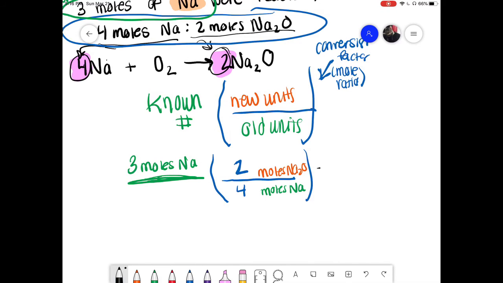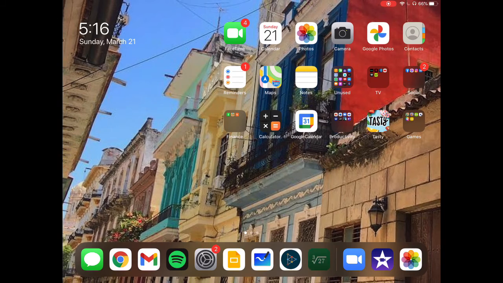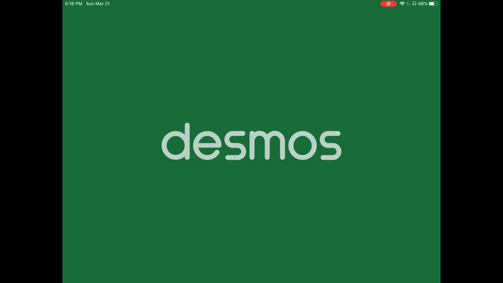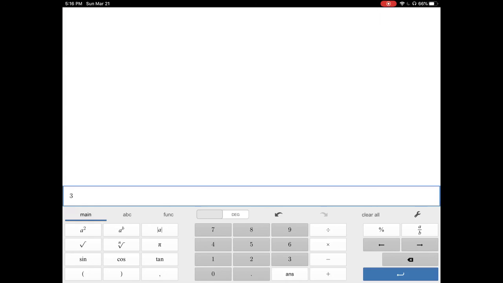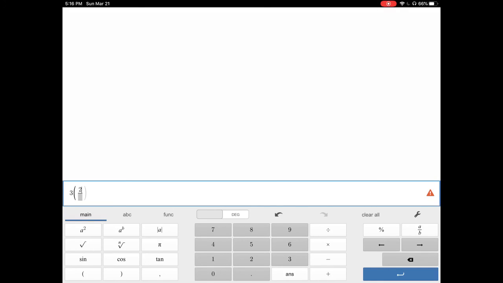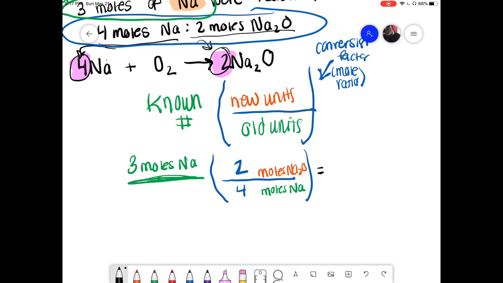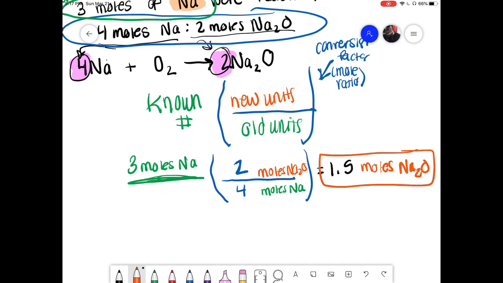Our last step is to plug this into the calculator exactly like you see it. 3, parentheses, 2 on the top, 4 on the bottom, close it, and our answer is 1.5. So 1.5, and they wanted it in moles of Na2O. So 1.5 moles of Na2O.